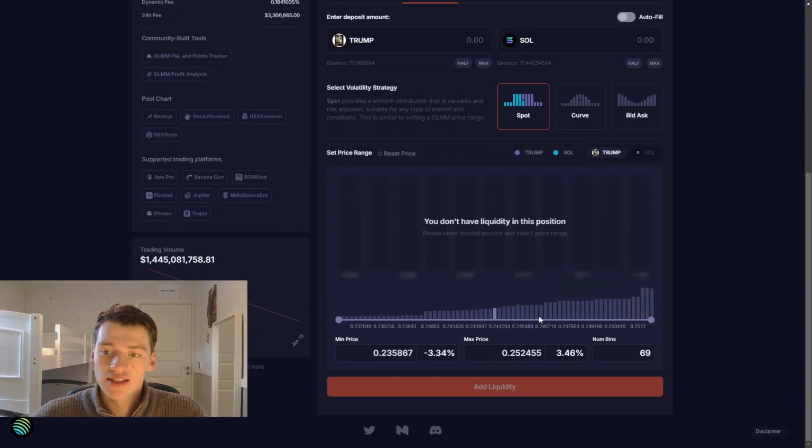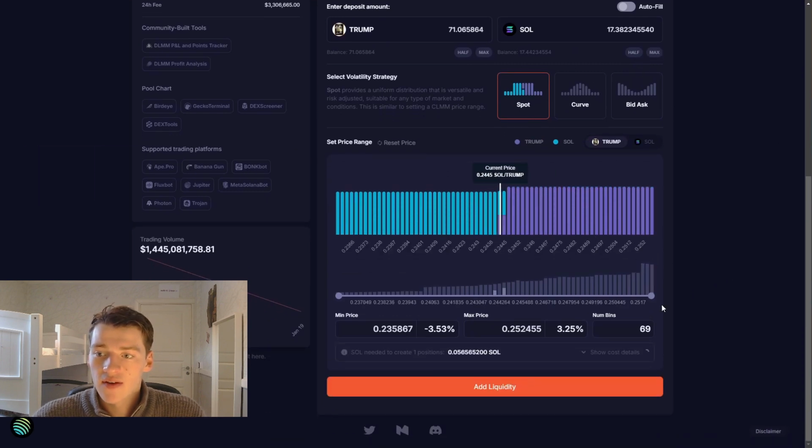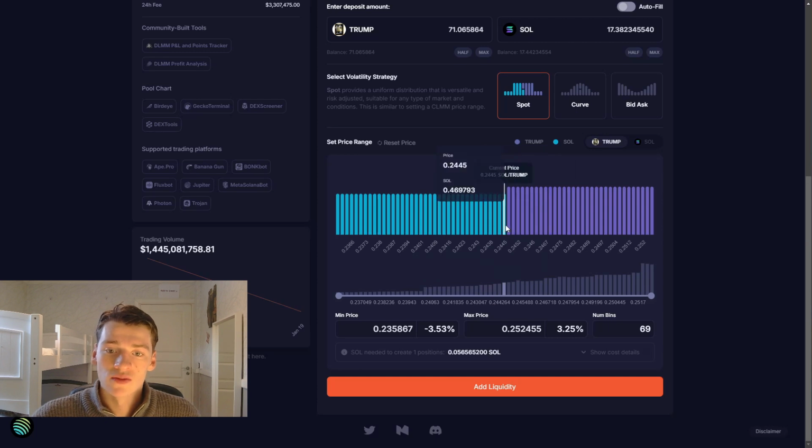And if you can actually see, let's say we go max here, even though I got the max amount of bins that I can have, 69, you can see that the difference is not that big. So I'm only trading between a delta of about 7%. So if the price of Trump coin goes down 4% or goes up 4%, then it's going to be out of my range.